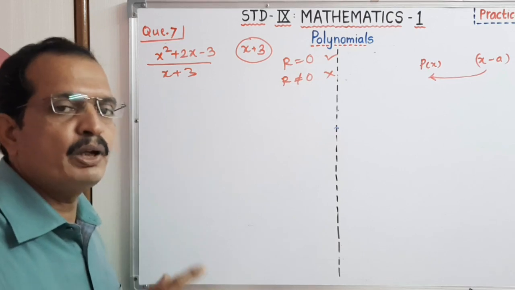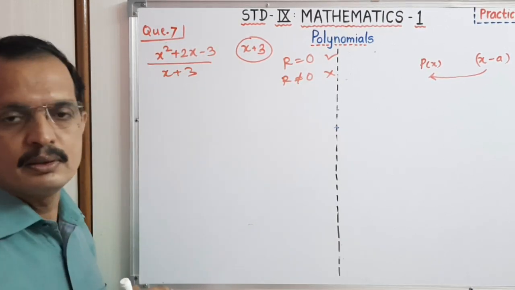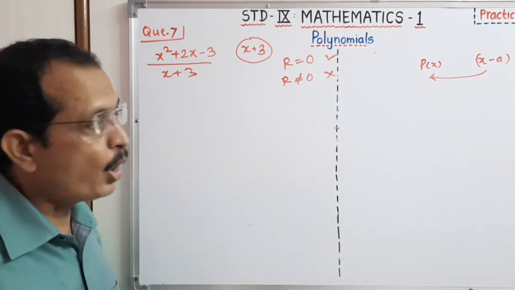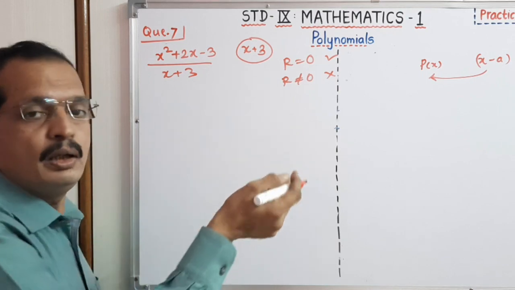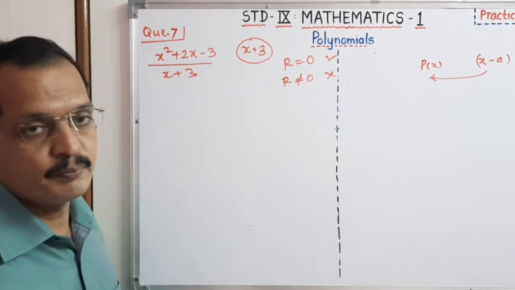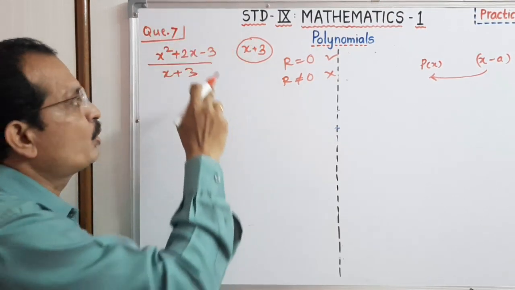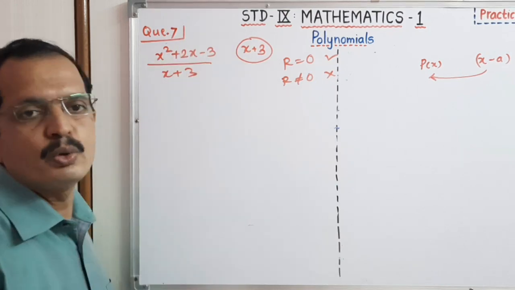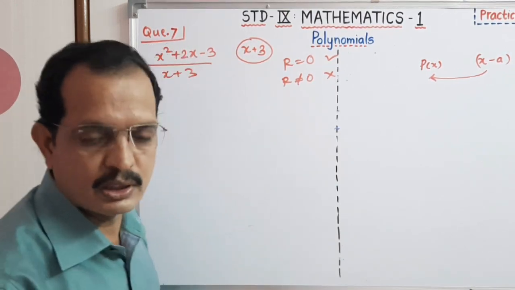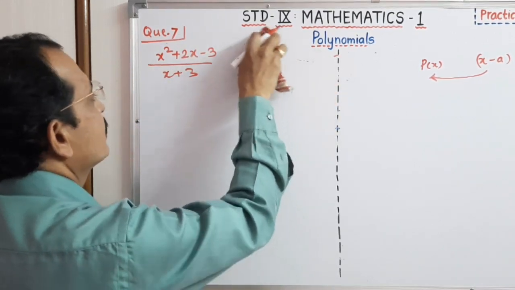To find out the remainder, we can use two methods. Do the direct division process by synthetic division or regular division method, or find out the remainder by using the remainder theorem. What is remainder theorem? We have to find out the value of this polynomial for x is equal to minus 3. Now it is very easy to find out the remainder by using remainder theorem. Therefore, dear student, we have to use the remainder theorem here.